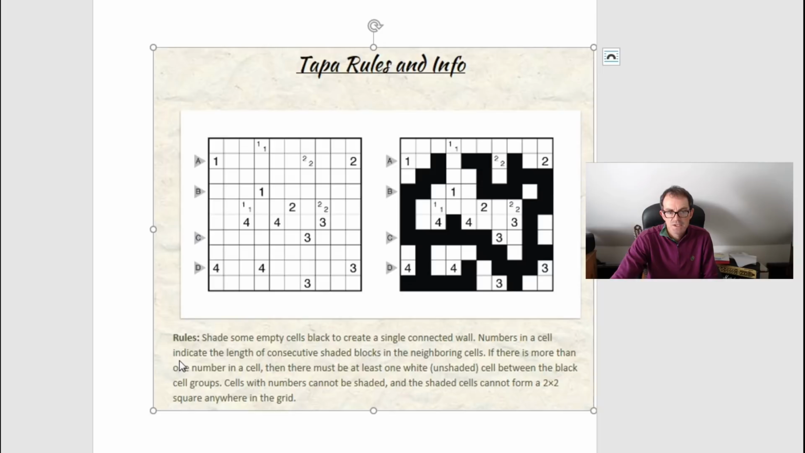Next bit, numbers in a cell indicate the length of consecutive shaded blocks in the neighbouring cells. So if we take a look at this 4 here, you can see that there are 8 empty squares around this number 4, and that means that 4 of these squares need to be orthogonally connected, exactly 4 of them, and with no gap. Okay?